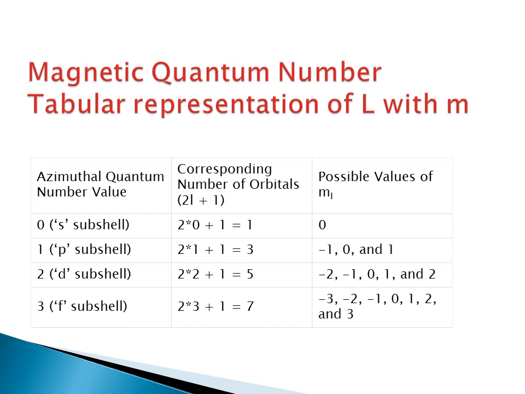For the p subshell, the number of orbitals is 3. Therefore, the possible values of m are -1, 0 and +1. For the d subshell, the number of orbitals is 5. Therefore, -2, -1, 0, +1 and +2. For the f subshell, how many orbitals? 7 orbitals. Therefore, the possible values of m are -3, -2, -1, 0, +1, +2 and +3. Thus, we can easily say how the orbitals are formed according to the formula 2l + 1.